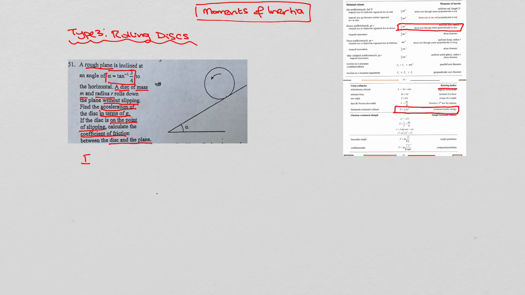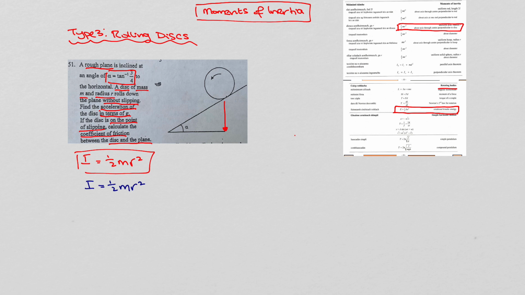So I for the disk is a half mr squared, and the mass is m, and the radius we're told is r. So therefore, we don't actually have to make any change to the formula here. It is just going to be a half mr squared for the disk. Second thing we need to work out is our height for our principle of conservation of energy. We're going to need our potential energy, which is mgh, and therefore we need to know what is height.